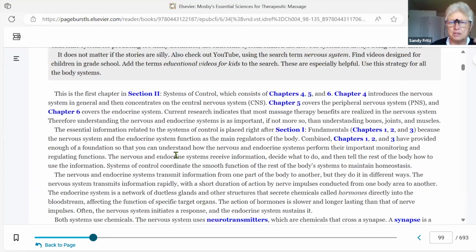So this particular unit is going to build on itself, and it's a communication network. You can't really separate the functions. The nervous system stimulates the endocrine system. The endocrine system feeds into the autonomic nervous system. It's really an integrated, ongoing communication.